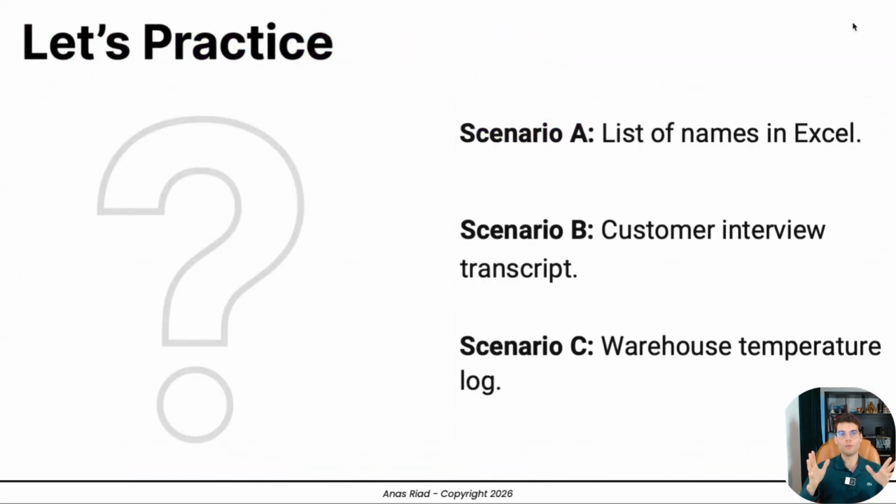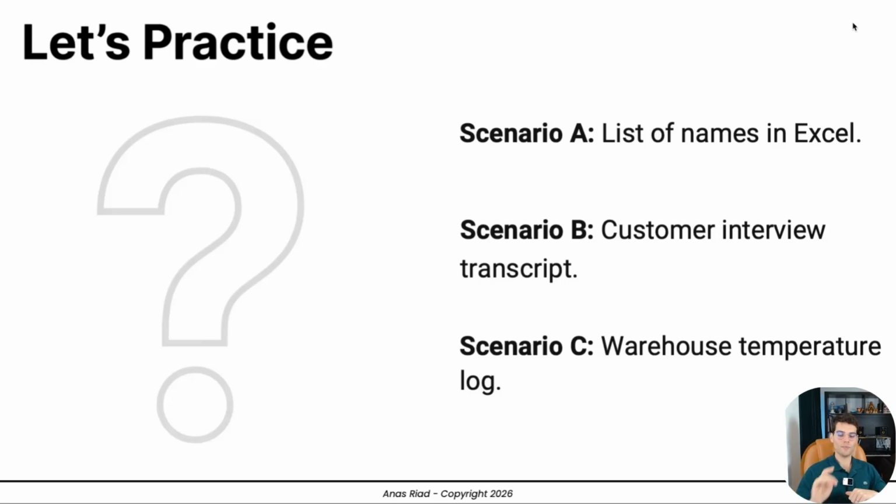I want to give you here a quick practice scenario, and I'm going to show you the results just after on the next slide. So you can pause the video here and think about these. Scenario A, you have a list of names in Excel. What would this be? Would this be ordinal? Would this be an interval? Would this be a ratio? Scenario B, customer interview transcript. Is this quantitative data? Is this qualitative data? Scenario C, warehouse temperature log. What could this be? Could this be a ratio, an interval, ordinal? So have a quick think. We're just practicing here, so it doesn't matter if you make any mistakes, we're learning.